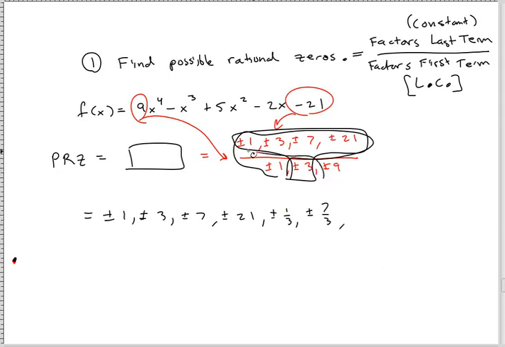Then we divide everything by 9: plus or minus 1/9, 3 over 9 is 1/3, which we already have, 7 over 9, which is something new, and 21 over 9, which is 7/3, which we already have. So we got a lot of different numbers, and that's one of the answers, but wow, that's a lot.